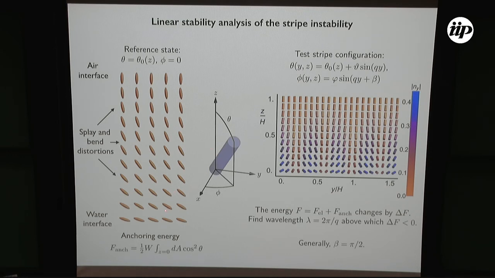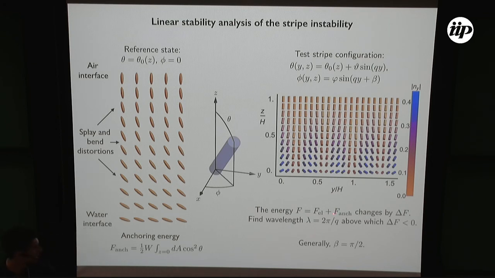So this theta naught, this angle, the polar angle of the director, can be analytically found. Here I'm giving a finite anchoring strength to the substrate, anchoring strength W, penalizing how far out of plane you are. On top of this, I'm going to add a sinusoidal undulation to the polar and the azimuthal components of the director. This phase offset beta turns out to just be pi over 2.